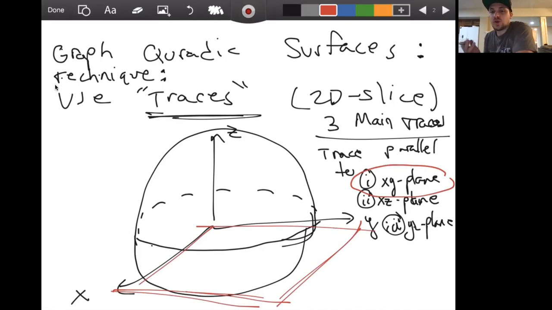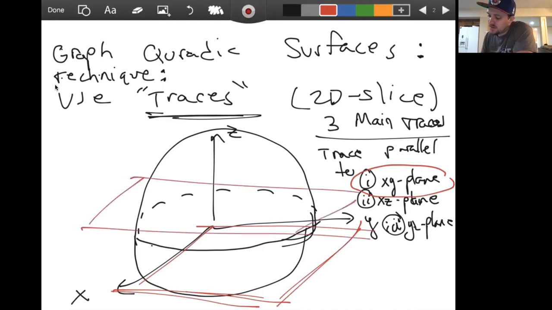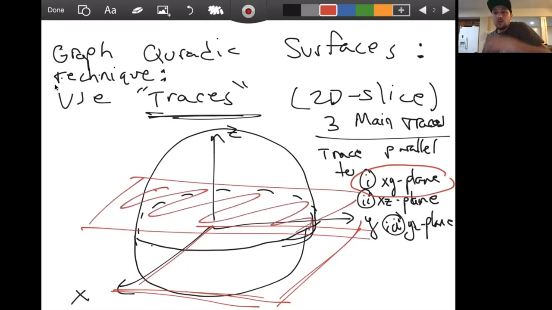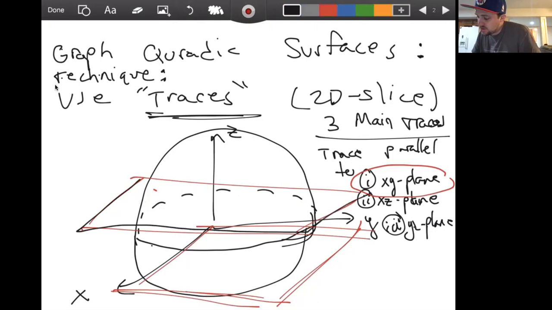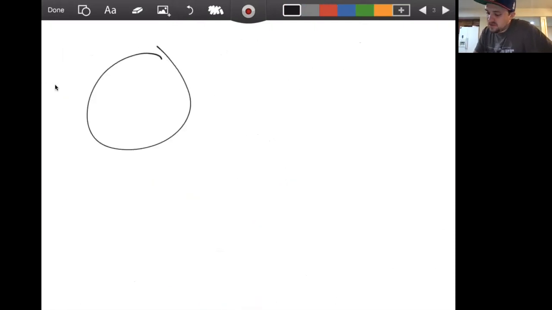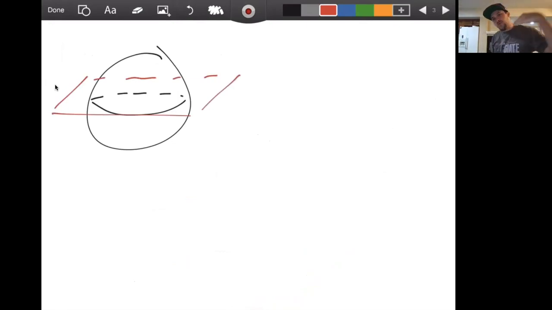If we take a trace parallel to the XY plane, we're going to take a horizontal slice out of our sphere and look at what the two-dimensional picture is. If we take a 2D slice, or a trace, and map out what the picture is, it's just going to be a circle, right? If you have a sphere and you take a slice of it and just look at that slice, at that level, what is a sphere, right?